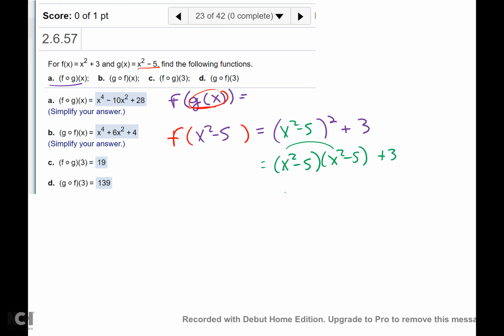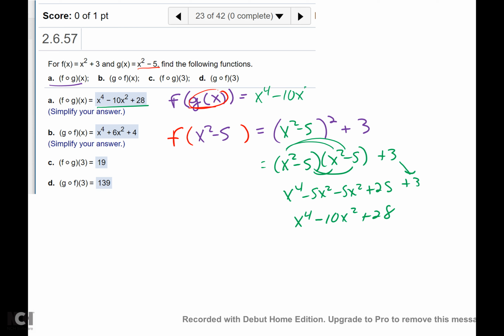And distribute, that's going to give me x to the 4th minus 5x squared minus 5x squared plus 25 plus 3. That gives me x to the fourth minus 10x squared plus 28. So f of g of x equals x to the fourth minus 10x squared plus 28.